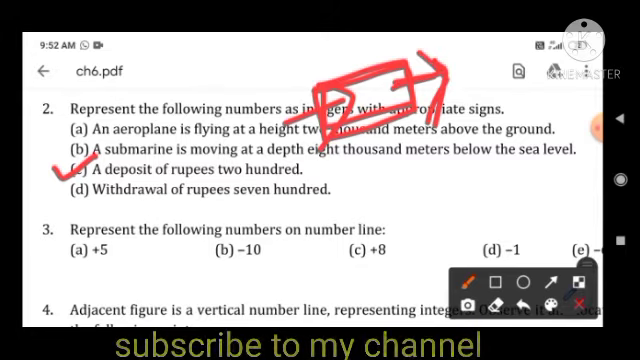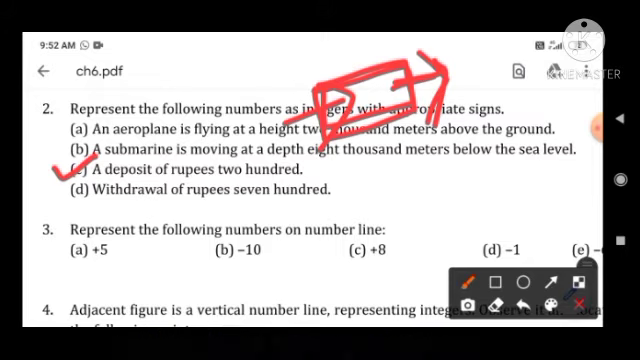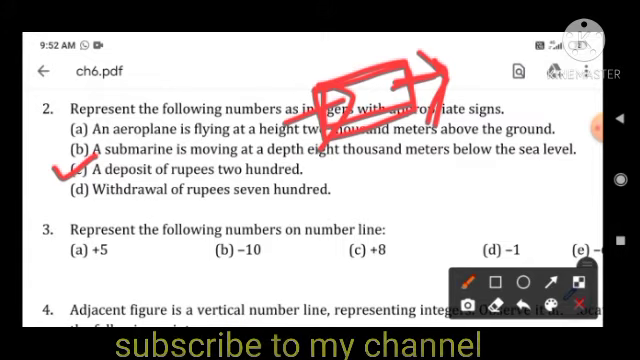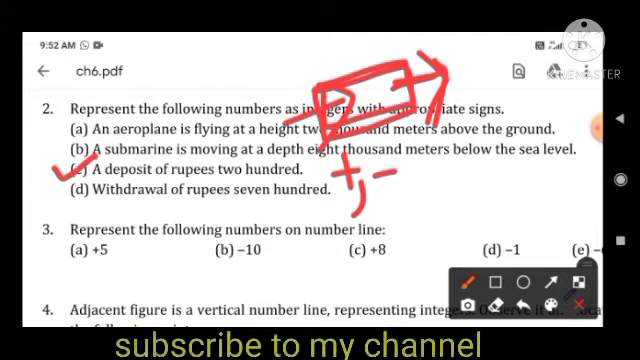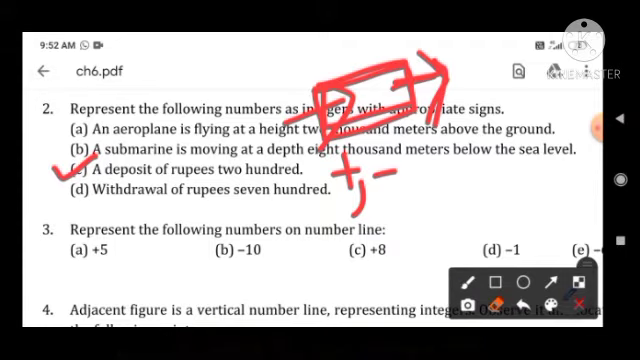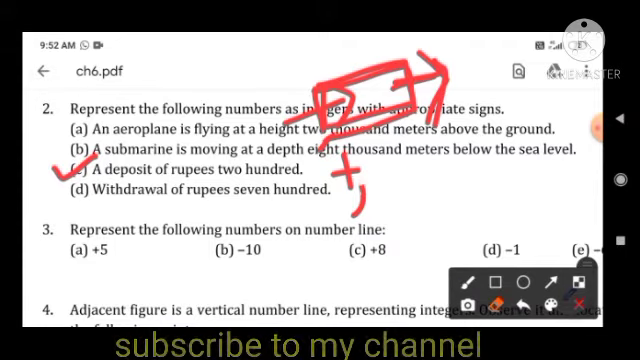Withdraw means when we take out money from our bank, that is withdraw. So if you deposit to your account, will it be a plus or a minus? If the money increases or decreases, what happens to your account balance? Increase, isn't it? If you are depositing, then it will increase. So what will be the integer? It will be plus.